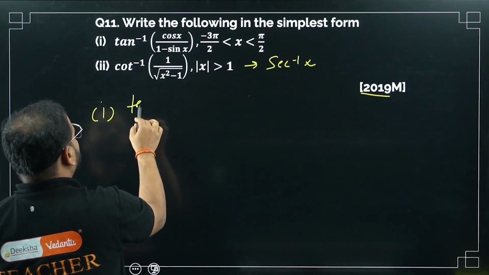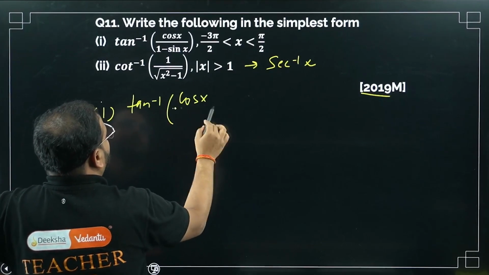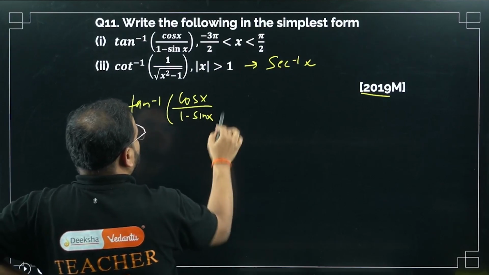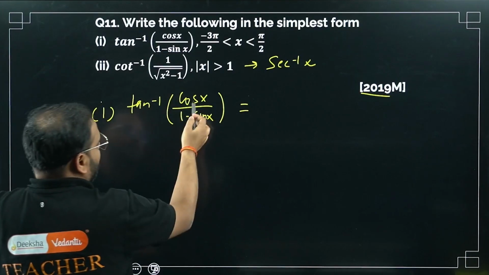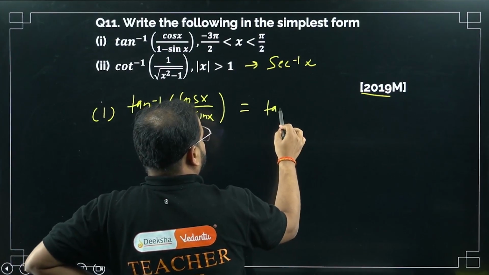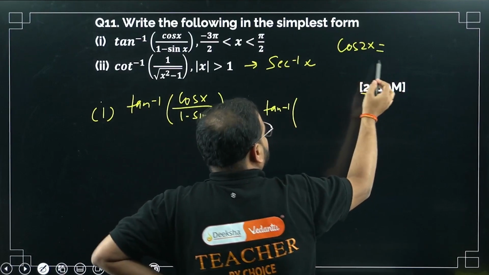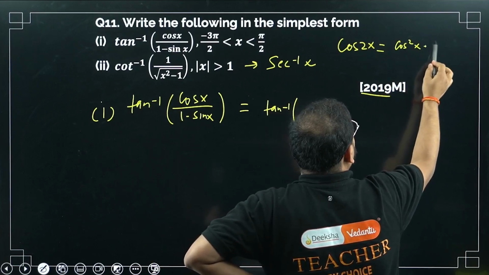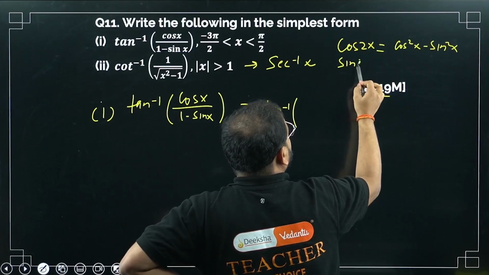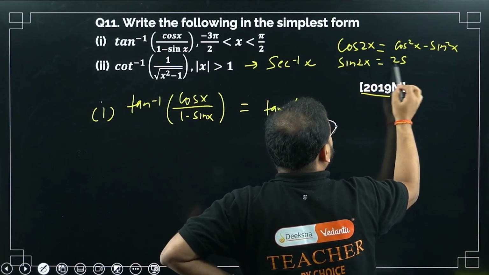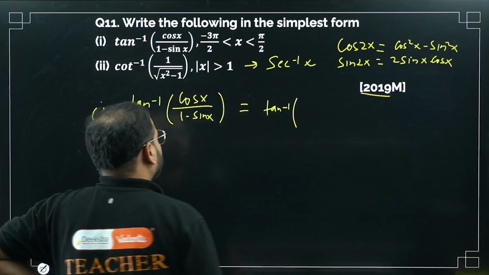What's the question? Tan inverse of cos x upon 1 minus sin x. Okay, how will you solve it? I can do this. I'll write cos x as, please check, again I need to know the formula. Cos 2x equals what? It equals cos square x minus sin square x, and sin 2x equals 2 sin x cos x. I need to know all the identities to solve the questions over here.